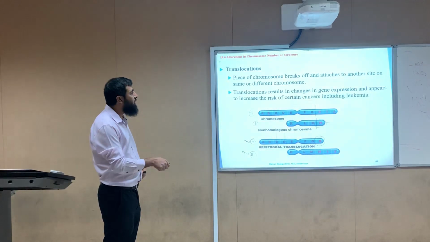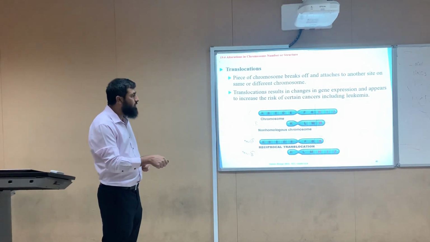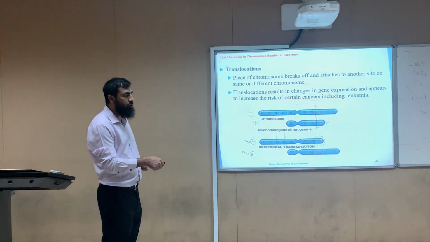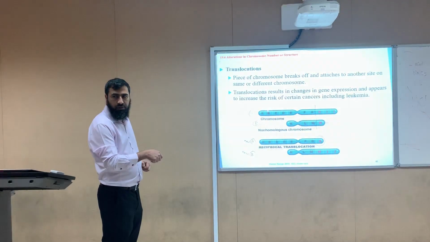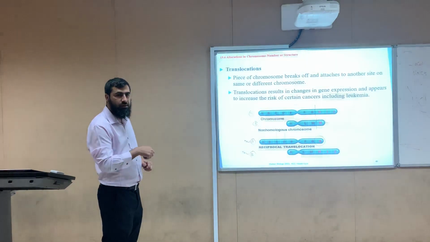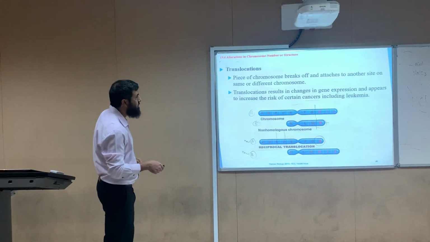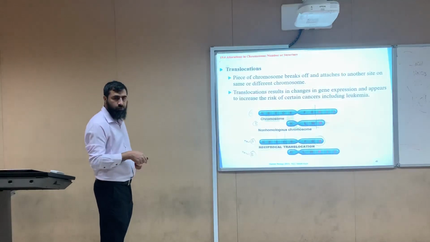So translocation can happen, so reciprocal means it's happening on a different chromosome, it can also happen on the same chromosome, okay? So, you know, part of it can break off and, instead of being here, it will end up here, okay? They can switch, you know. So it can happen on the same chromosome or on a different chromosome, okay?